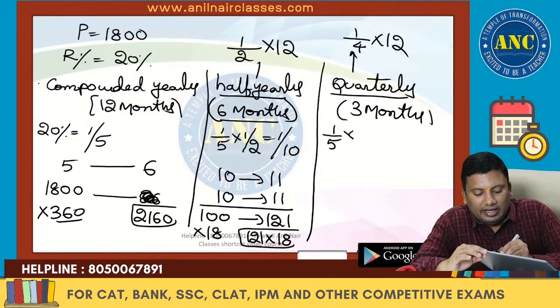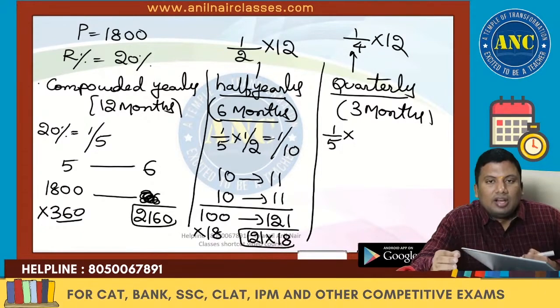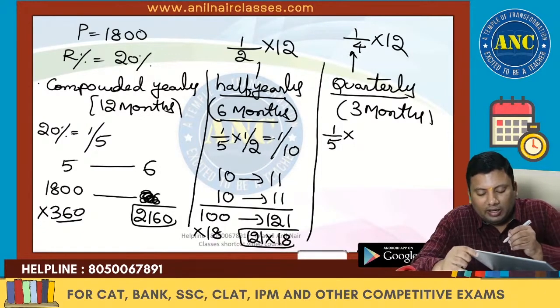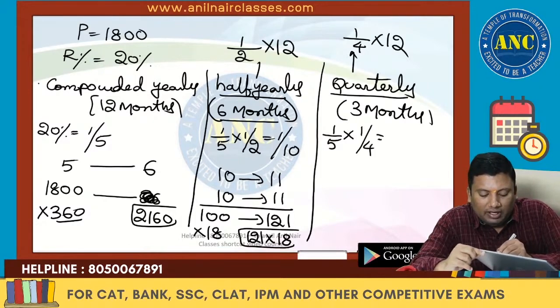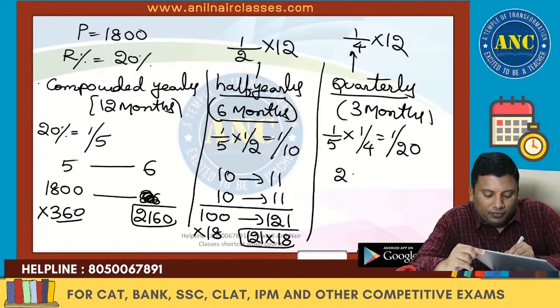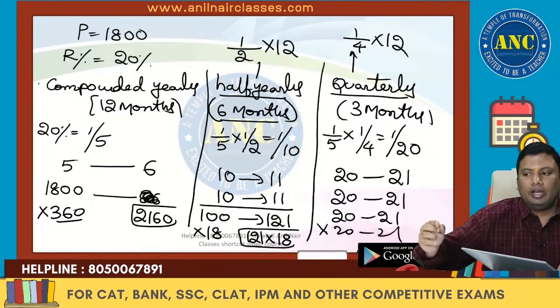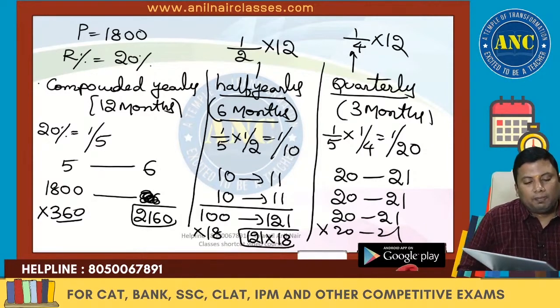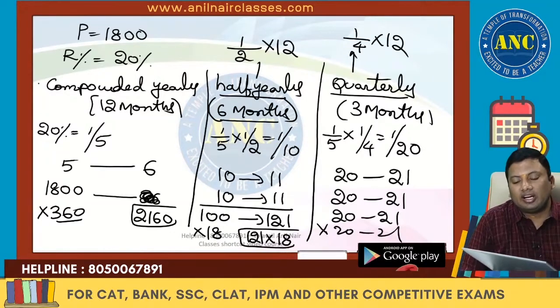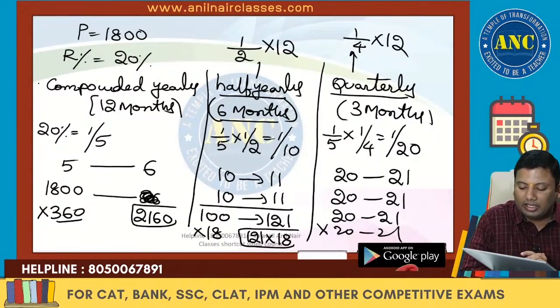1/5 of it is total for every 3 months. 3 months means total compounding how many times will I do? Total 4 times I will do. This is 1 by 20, 21 increase 21, 21 increase 21, 21 increase 21, 21 increase 21. I hope the idea is clear. Kindly reply in the live chat if the idea is clear. 6 months means compounding is done twice. Quarterly means for every 3 months I am doing it. Total 4 times I will do it.